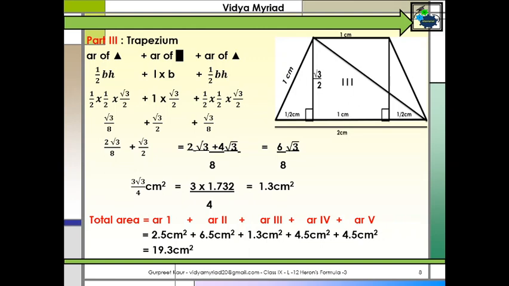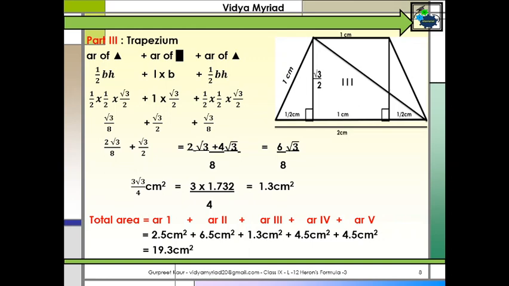which is divisible by 2. So I have written it as 3 root 3 upon 4 centimeter square. Now the value of root 3 is 1.732. Multiply it and take out the exact figure. It comes to 1.3 centimeters square. Now the total area will be area 1, area 2, area 3, area 4 and area 5. All the areas you will add together and total it comes to 19.3 centimeters square.